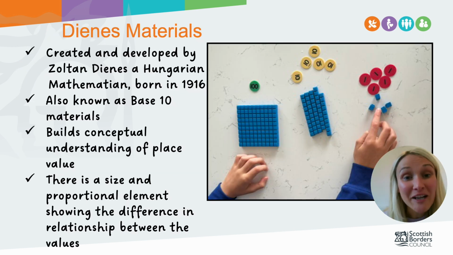So we're now going to come on and explore Dienes' materials. So Dienes' materials are wooden or plastic blocks that are used to represent a number. So you have the 1000 blocks, the 100, the tens, and then the ones.